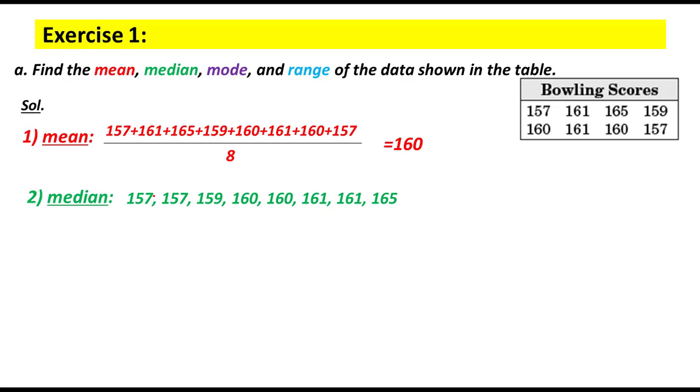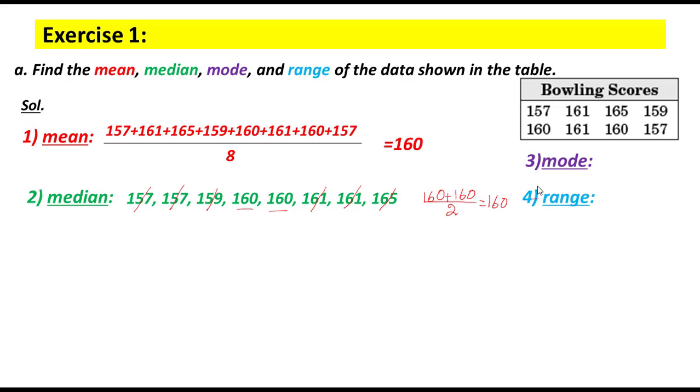This is an even amount of numbers, so I have 2 numbers in the middle. Now we're going to add our 2 terms, 160 plus 160, and divide by 2. This gives me 160. Then we're going to try to find the mode. I have 3 numbers repeated, each of them repeated twice. So there isn't any mode here, not a specific mode.